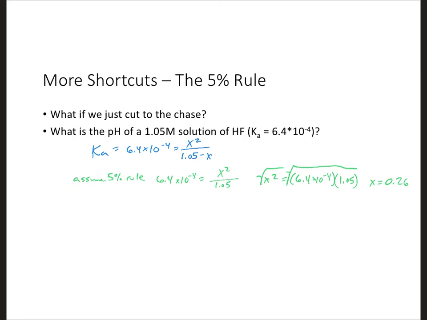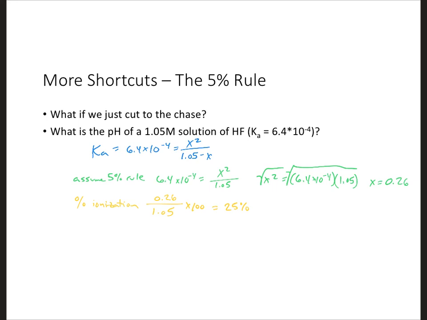I check that assumption with percent ionization, which is going to be my 0.26 that I just solved for over the starting concentration, 1.05. I'm going to multiply that answer by 100 to get into a percent, and when I do that, and round for sig figs, I end up with 25%. And so you probably could have eyeballed that. 0.25 over 1 is around a quarter, right? So we got around 25% ionization.